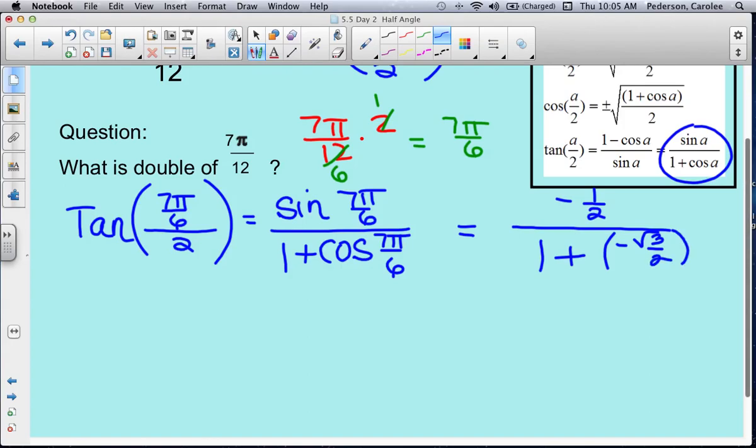Cool. And then we would do the same thing. We would simplify down to its lowest form. Are you okay if we skip that? So then this still needs to be simplified.